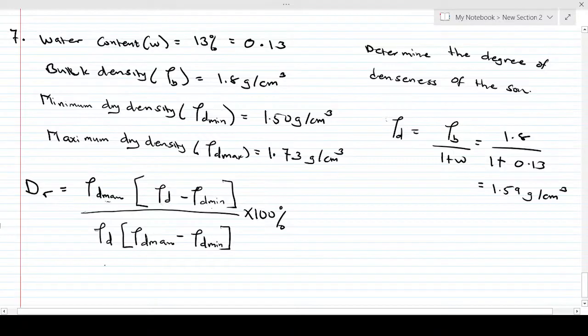Then we can go ahead and substitute everything into the equation. So what's our max dry density? That's 1.73. So we have 1.73 multiplied by 1.59 minus the min. What's the min? The min is 1.50.